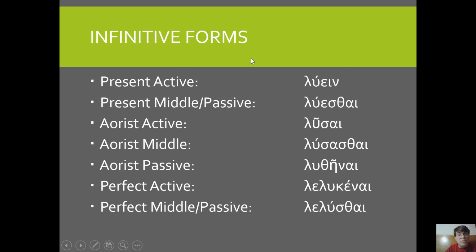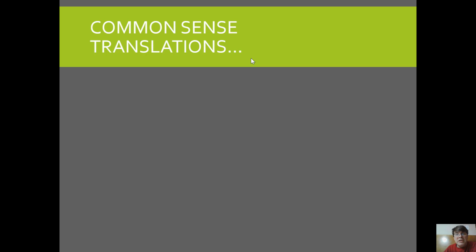So there are the forms. They're really not that hard to know. They have most of the same tense indicators. And then 6 out of the 7 infinitives end in I. So there you have the forms. Now let me remind you of some of the translations of infinitives.